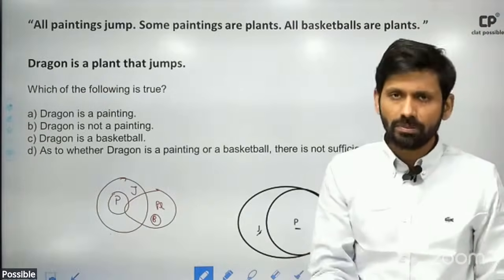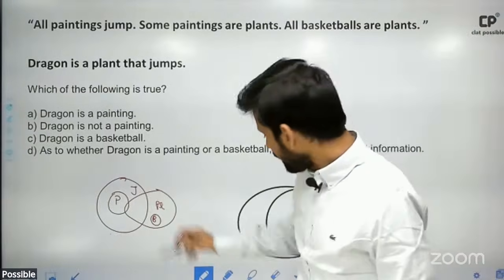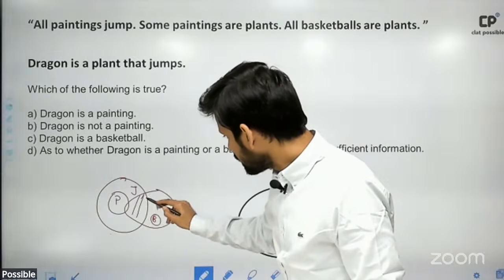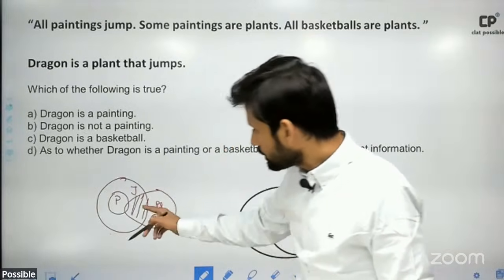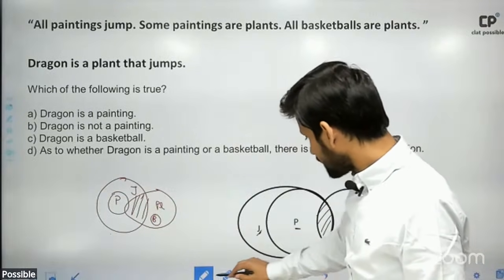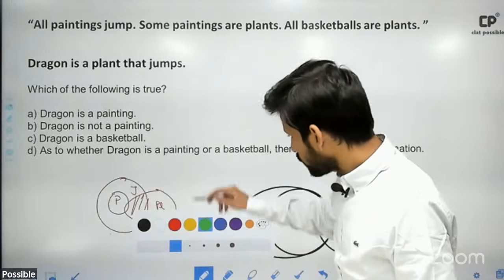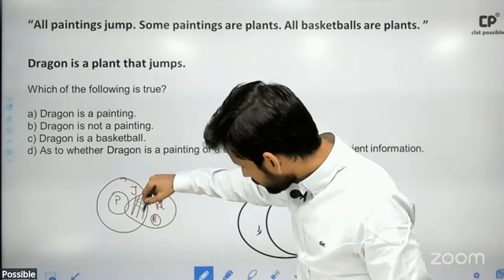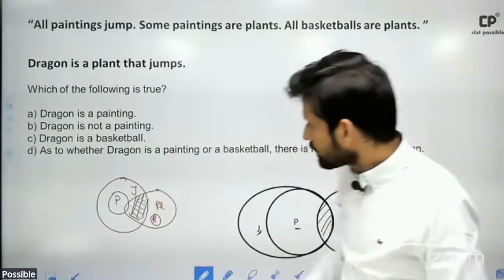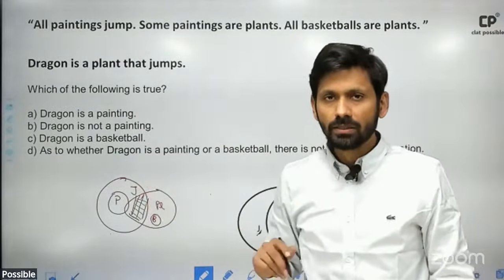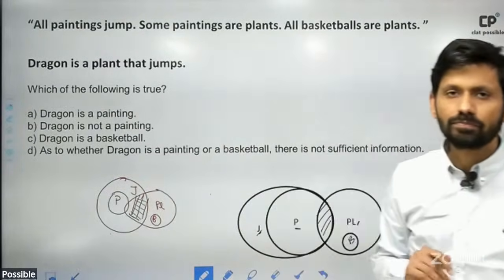But that is a possibility, right? There can be this overlap. I just highlight this between jumps and plants. You see this shaded region? I shaded more, just a second. I'll also use some green. Right? You see this region between plants and jump, where there is no painting.